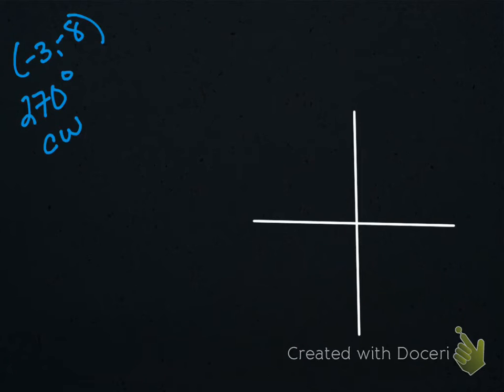Okay, I've given you a new one, but this time I'm just making it up as we go along. Let's say we had a point -3, -8. All right, so -3, -8 would be about there. It's in the third quadrant.